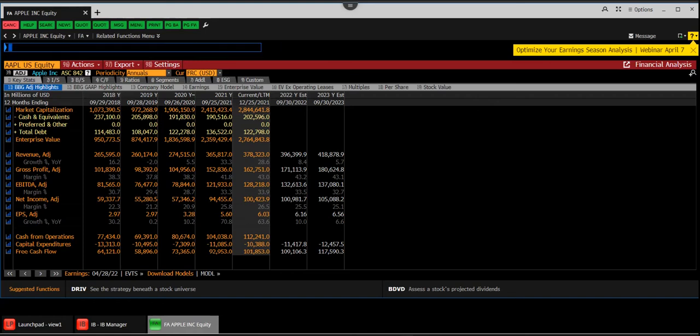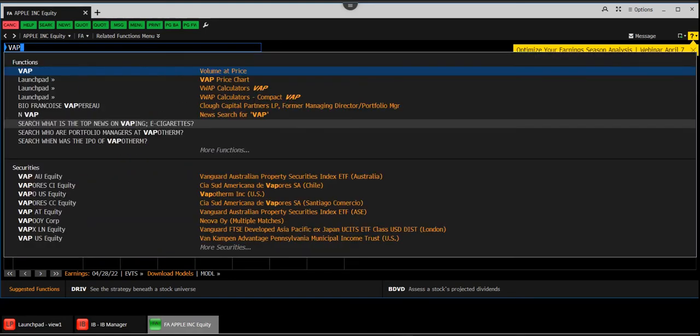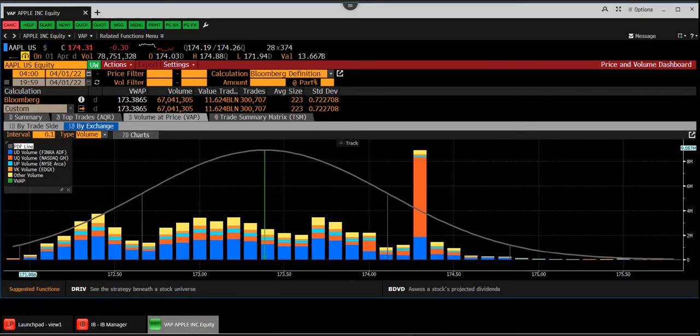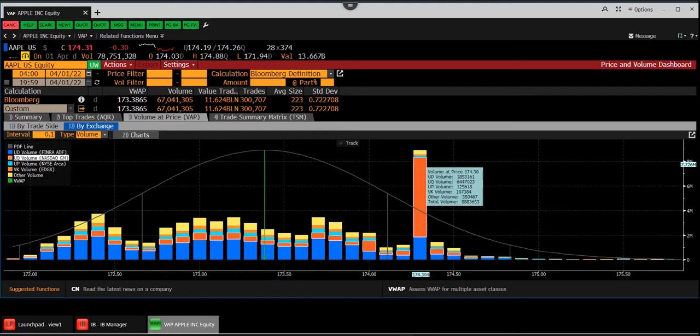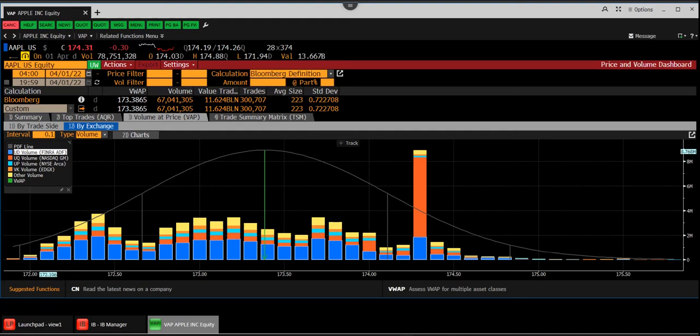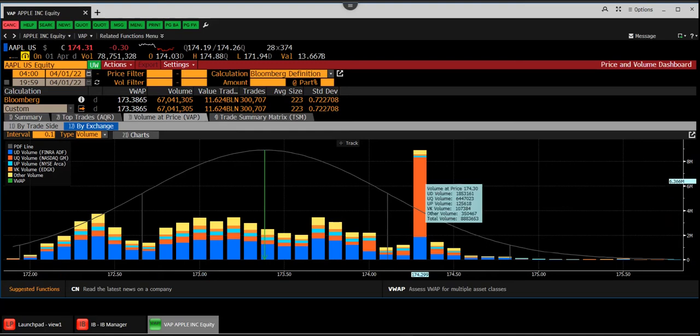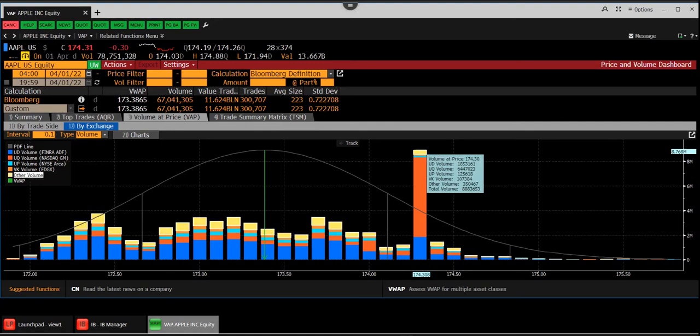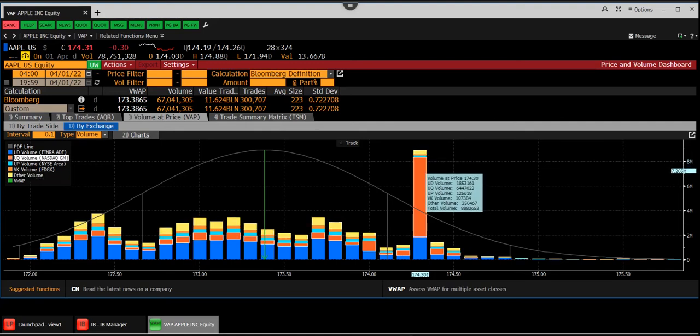And then last but not least is VAP, or volume at price. Now, to make this make sense, I didn't understand it at first, but now I understand it more. NYSE, NASDAQ, FINRA, they're all markets, and throughout the share price, you can see how volatile the shares of that company were.